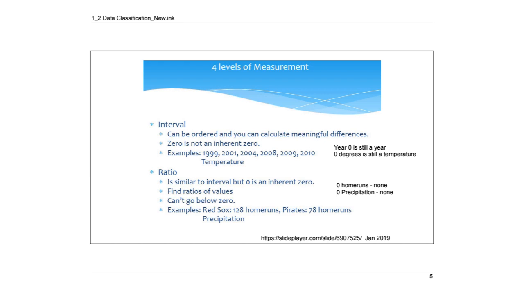We have years, temperature for interval. Again, because we can use both sides of 0 on the number line for temperature and for years. Ratio, we have an example of home runs, which we've looked at. Oh, precipitation. Okay, so if we were looking at how many inches of rain, you can't have negative inches of rain. So there's a new example for us. That's for ratio.